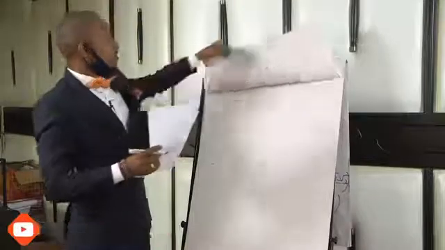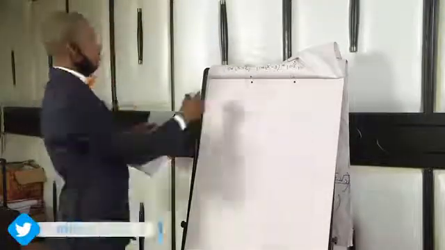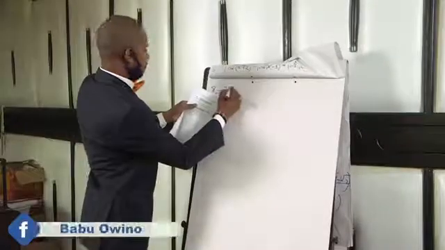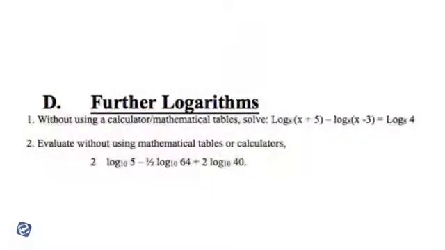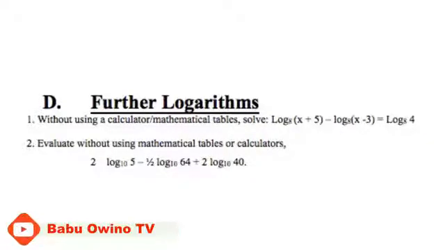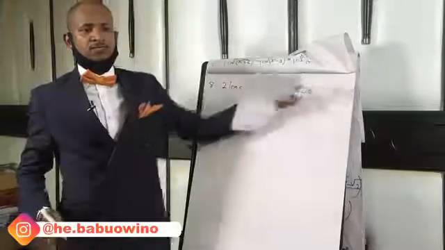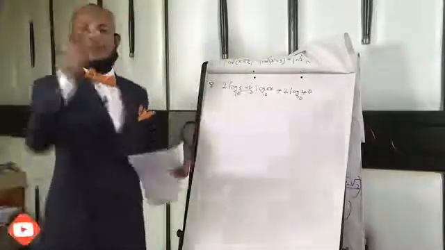We go to the next question. And the next question, number 8, you are told to evaluate without using mathematical tables or calculators. So you are told to evaluate 2 log 5 to base 10 minus a half log 64 to base 10 plus 2 log 40 to base 10. Remember, this is evaluate, not solve. You solve only when it is equated to something. But when you are told to evaluate, it is the same as simplify.